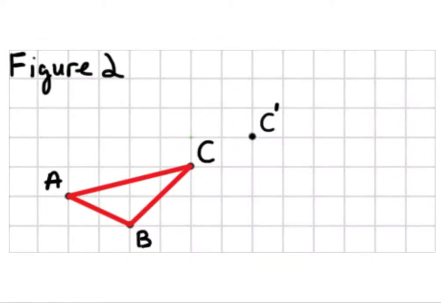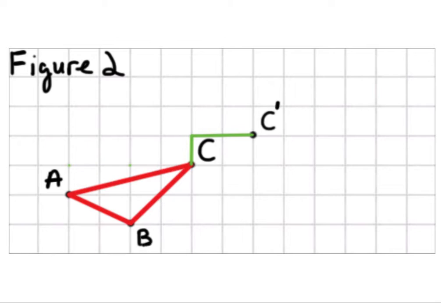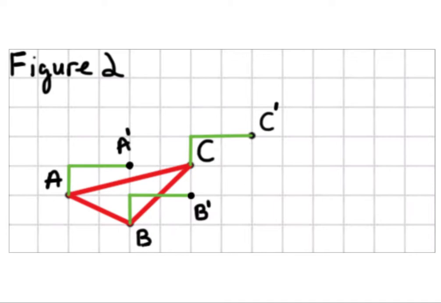All right, figure 2 is another translation, but now you're going to translate this triangle from C to C prime. So you're going to go up 1 unit and to the right 2 units. Every other point is going to go through that same move, that same transformation. So you're going to translate ABC to A prime, B prime, and C prime by moving them up 1 point and to the right 2 points.